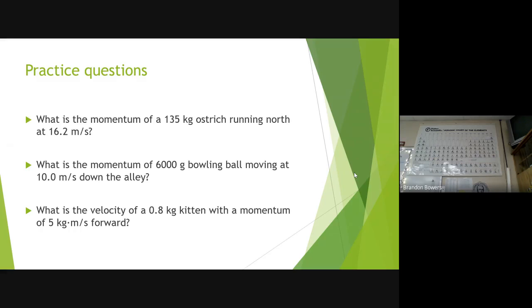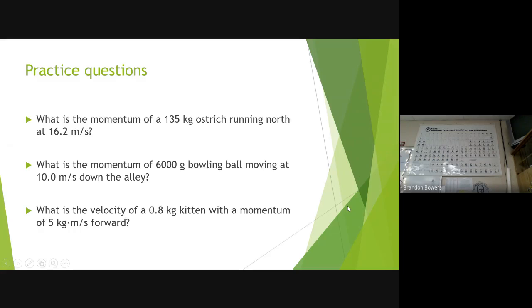What's my units? Meters over seconds. Very good. What's my direction? Forward. Did that make sense, guys? That makes sense?